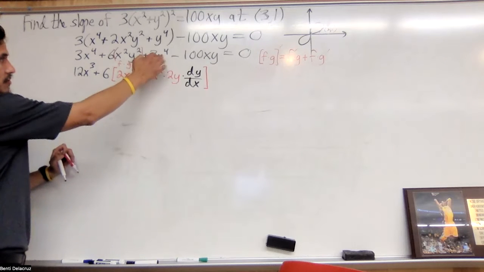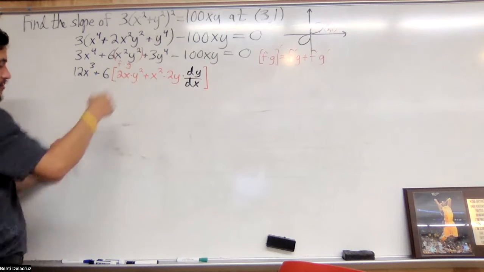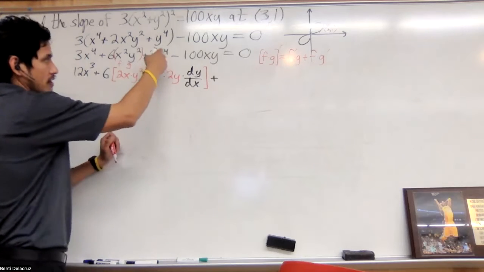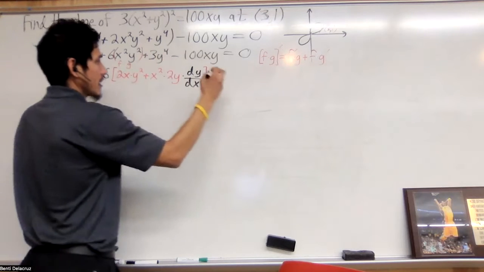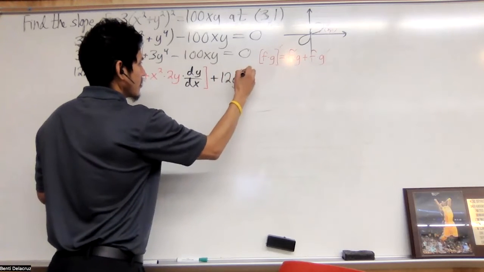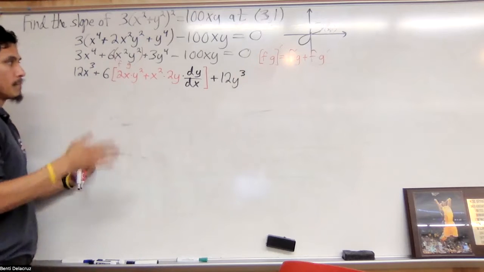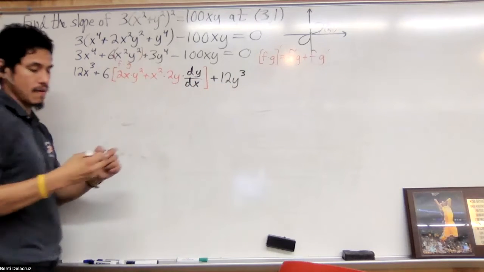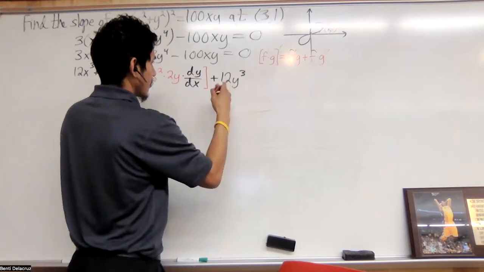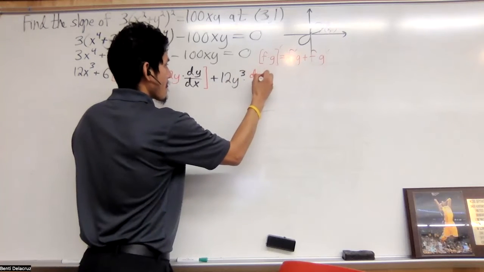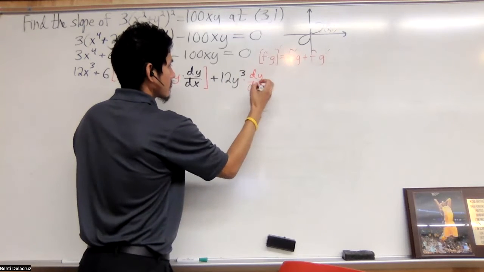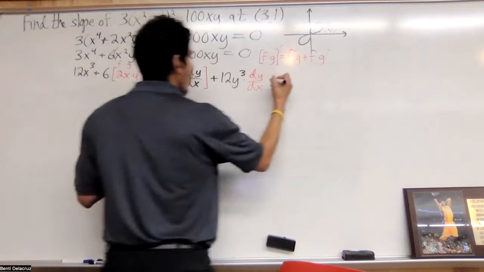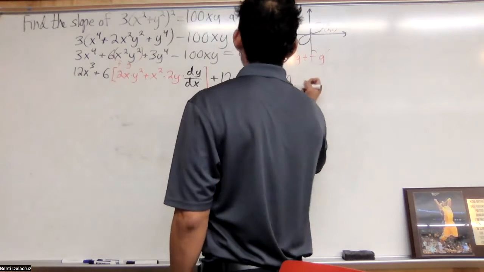Now we're going to add it to the derivative of 3y to the 4th. Treat it just like the power rule, so 4 times 3, so plus 12y cubed. But again, multiply this by dy over dx. So that'll be that, multiplied by dy over dx, minus 100.